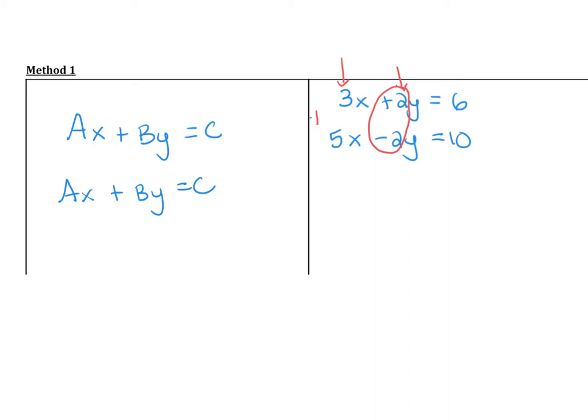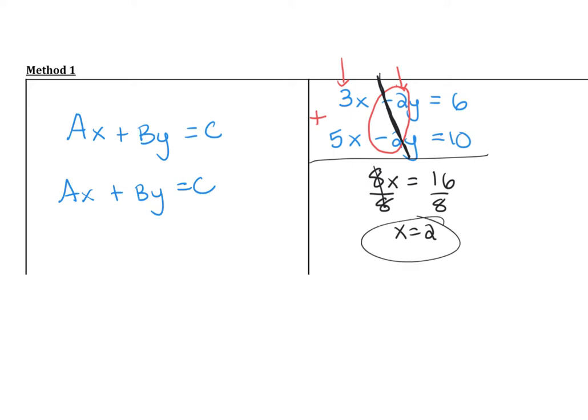So if I add these two equations together, what will happen? The 2y and the negative 2y will eliminate. And then I can add everything up. So 3x plus 5x is 8x equals 6 plus 10 is 16. So I eliminated my y and now I just have the x. Well, I can solve for x by dividing both sides by 8. So x equals 2.